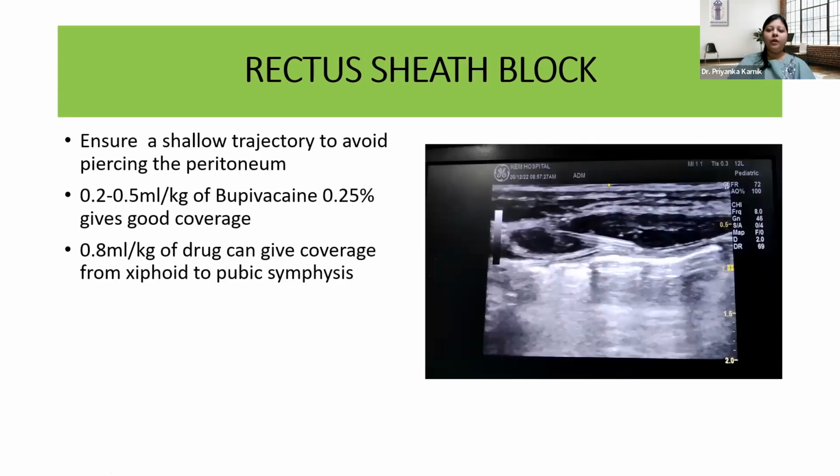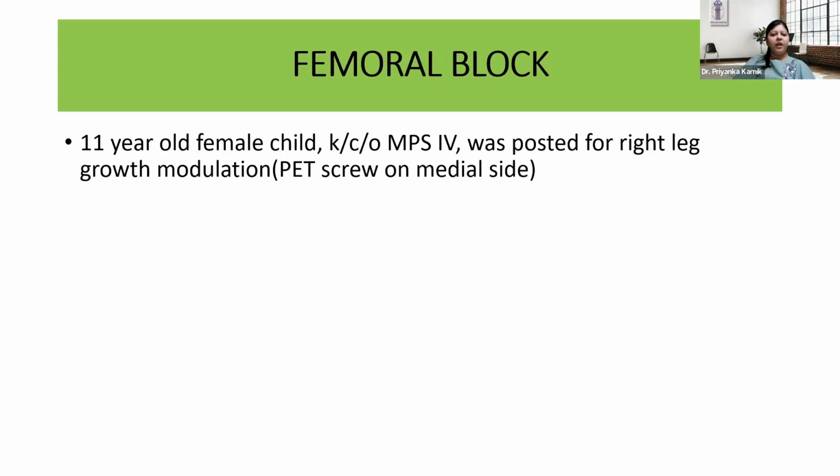Now let us come to the lower limb blocks. Among the lower limb blocks, this article mentions the femoral as well as the popliteal sciatic block. So first let us see the femoral block. Now, if you have an 11-year-old female child, we recently had this case actually. She was a known case of mucopolysaccharidosis 4, and she was posted for right knee growth modulation. That is, they were going to put a PET screw on the medial side of the knee.